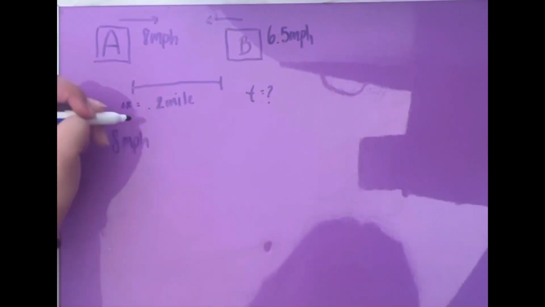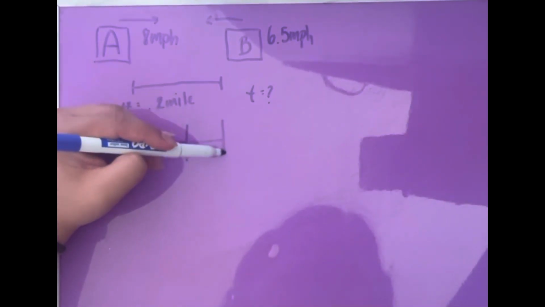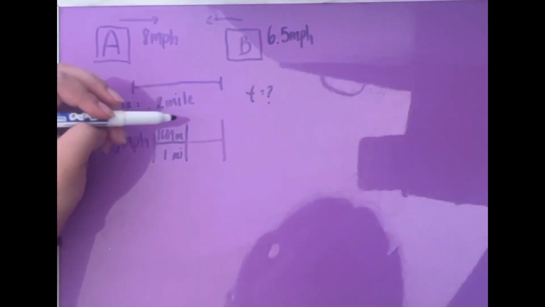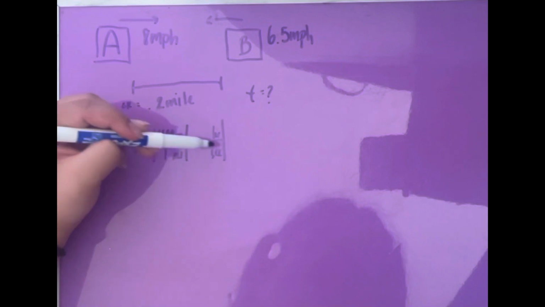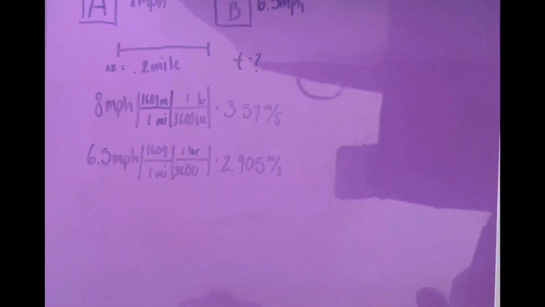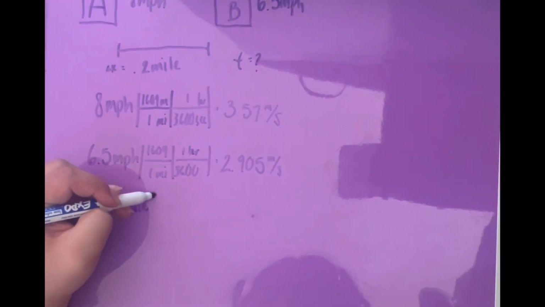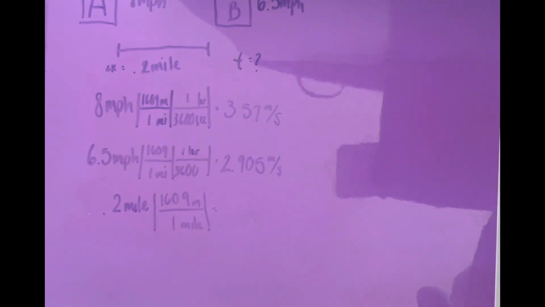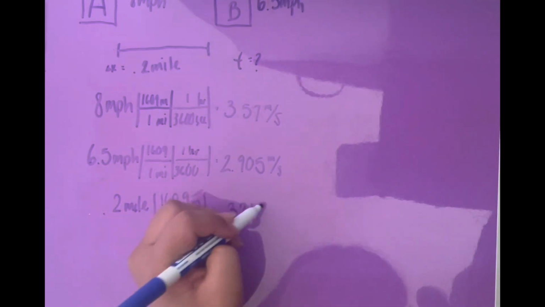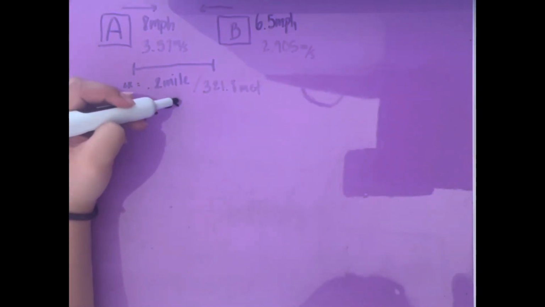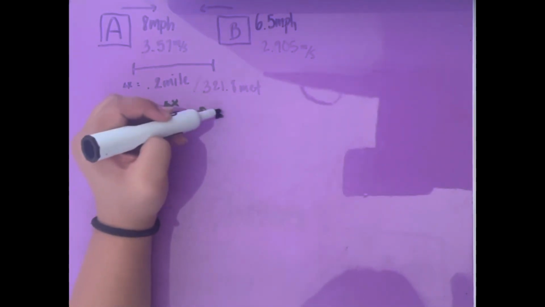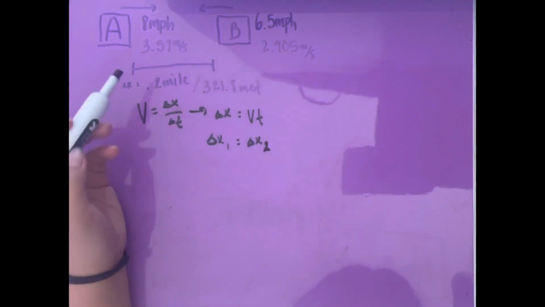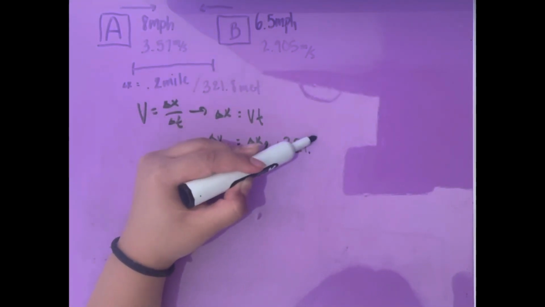This is the diagram for my problem. So first we have to convert 8 miles per hour into meters per second, which gives us 3.57 meters per second for 8 miles per hour, and 6.5 miles per hour is 2.905 meters per second. And we also have to convert the 0.2 miles into meters. So we use this equation in order to find the distance, plus 321.8 meters.